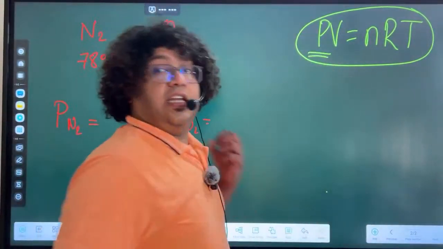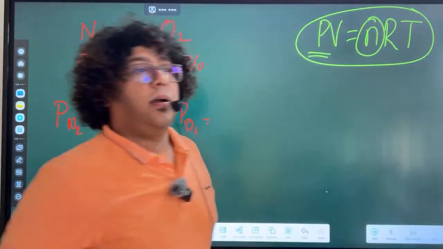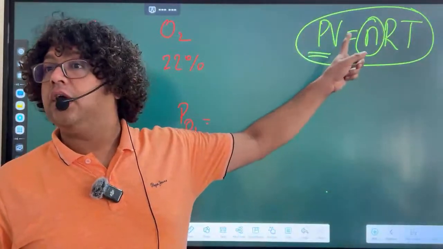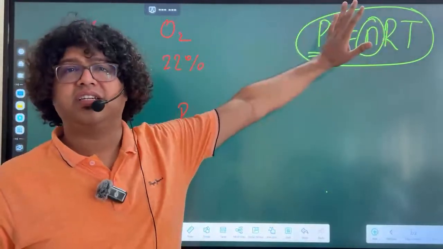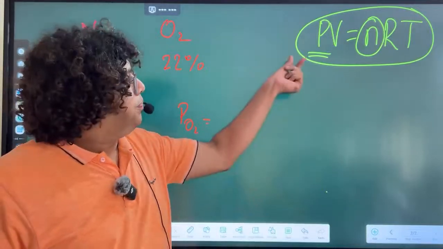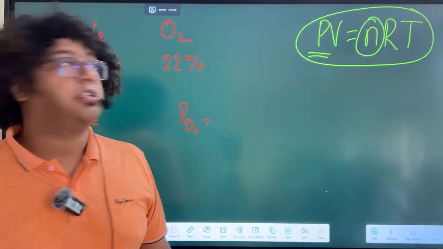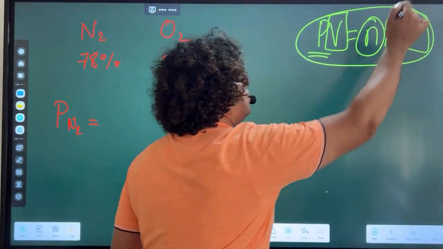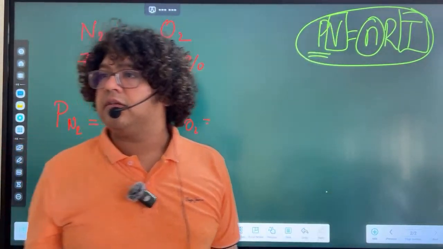Pressure of any given gas is dependent on its moles. P is pressure, V volume, n number of moles, R the gas constant, T temperature. So pressure of a substance is dependent on number of moles. Imagine I am keeping volume constant, I am keeping temperature constant. If pressure increases, the number of particles increases.